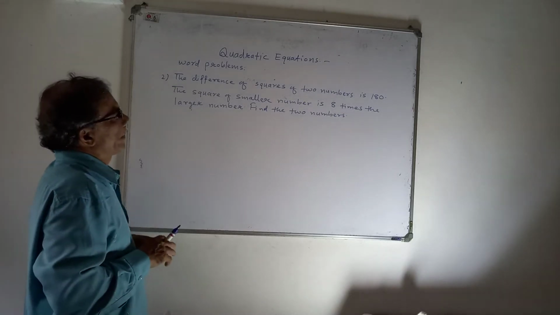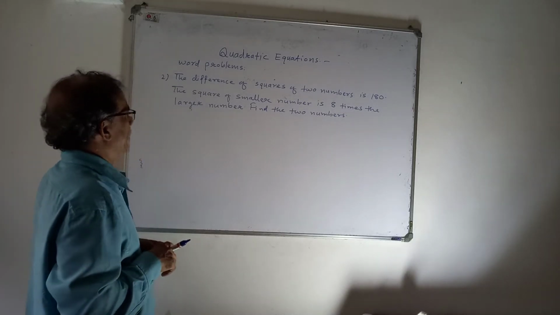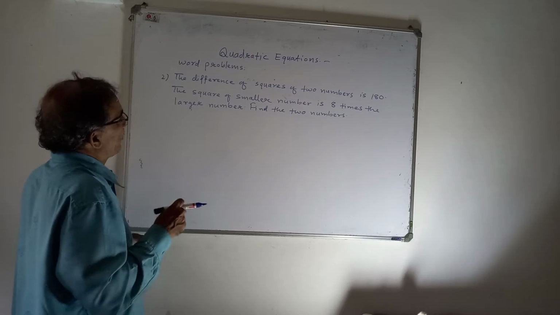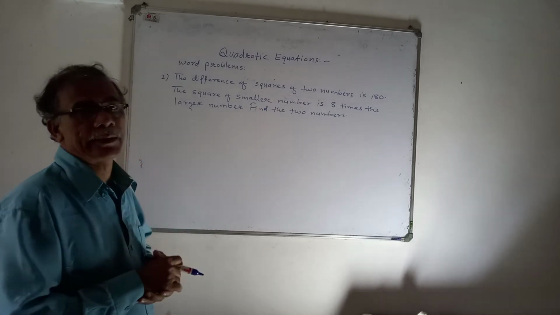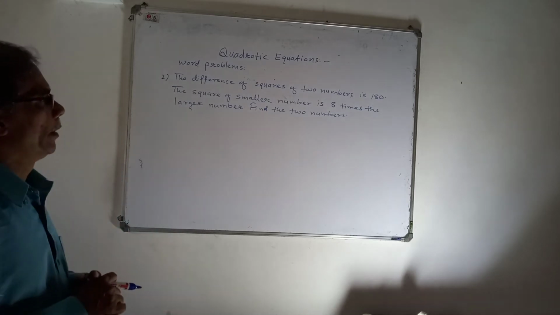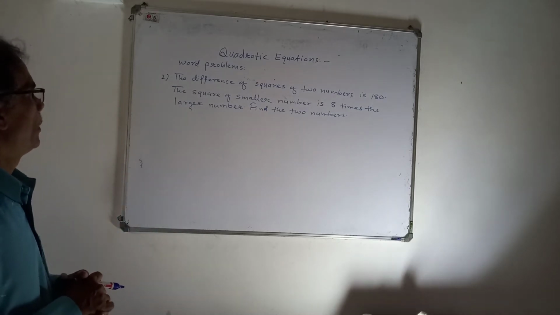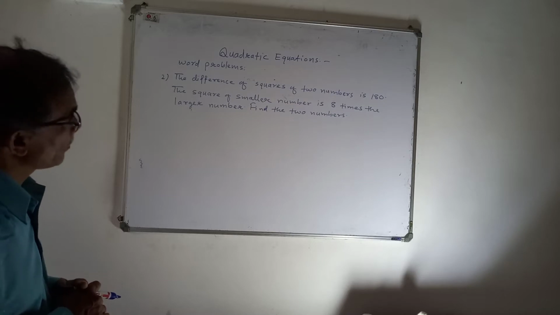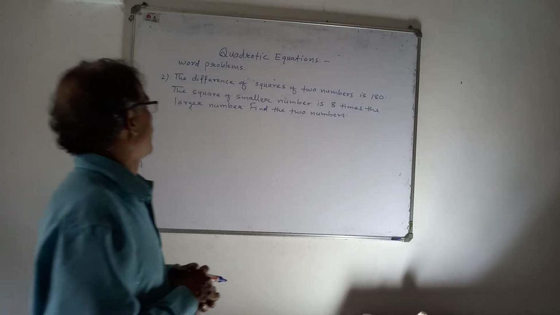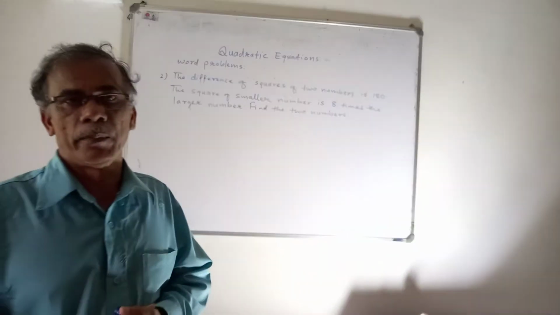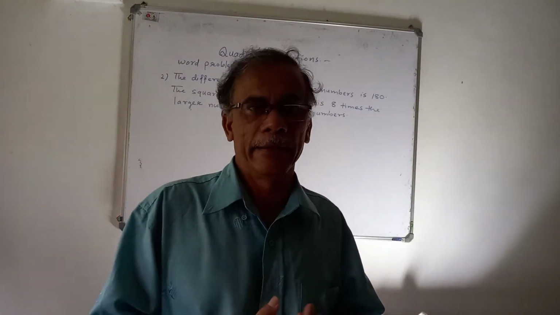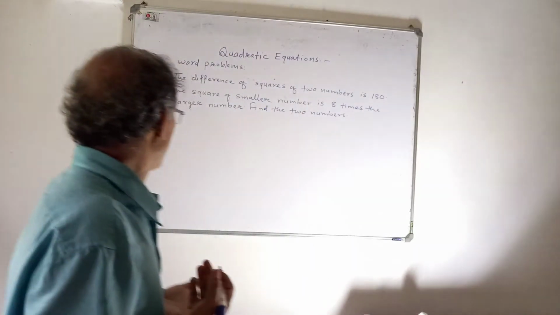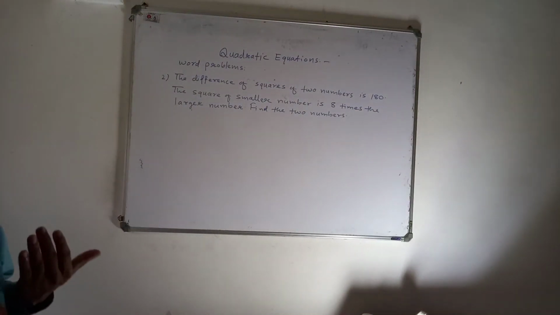The difference of squares of two numbers is 180. The square of the smaller number is 8 times the larger number. Find the two numbers. Now, the square of the smaller number is 8 times the larger number. So, while assuming the numbers, we have to assume one number as smaller and one as greater. And also, he said what? The difference. So, difference means what?